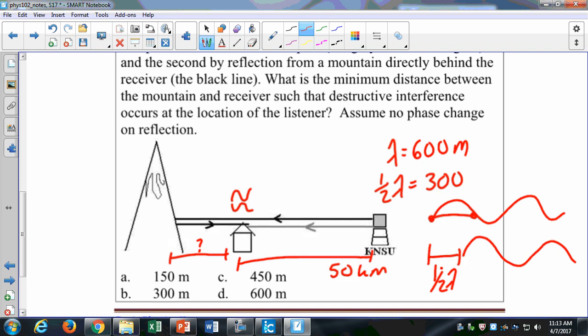So how do we get 150 meters then? If a half wavelength is 300, why isn't the answer B, 300? No, that's a good guess. No, it has to be a half wavelength. The farther wave, the one on top, has to travel an extra half wavelength difference in order to get destructive interference. So why 150? Right, it goes twice. So it travels 150 meters extra, and then another 150 meters extra.